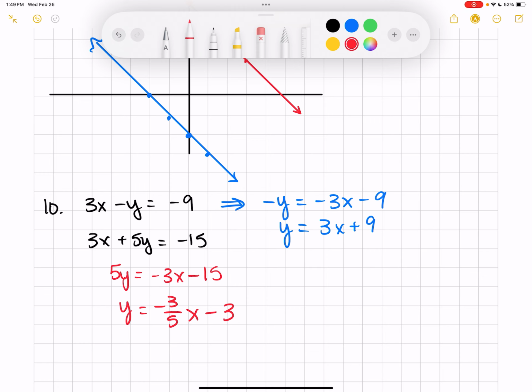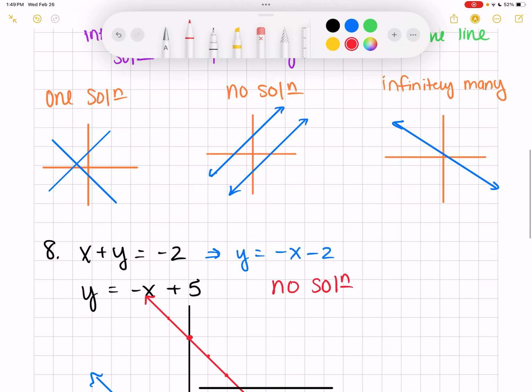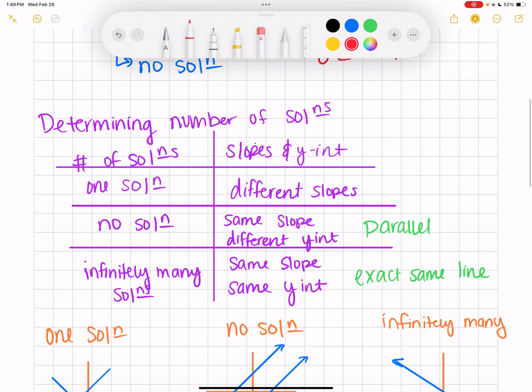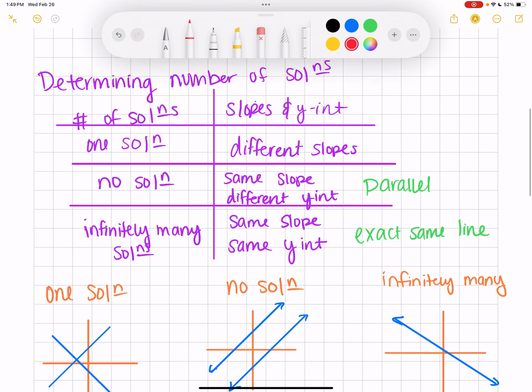So, what do we know about this one? Well, it's not infinitely many solutions because everything's different. Infinitely many solutions has the same slope and the same y-intercept. They are the exact same line. So what is this situation? One solution. They have different slopes.